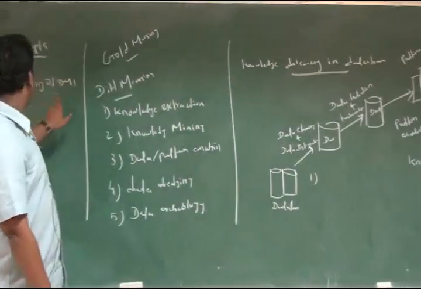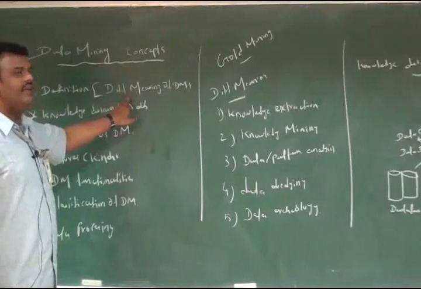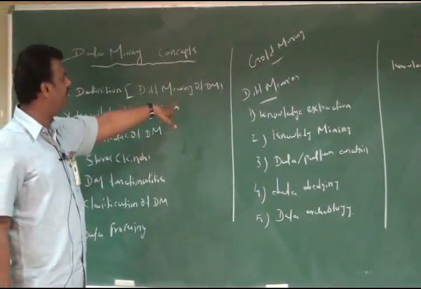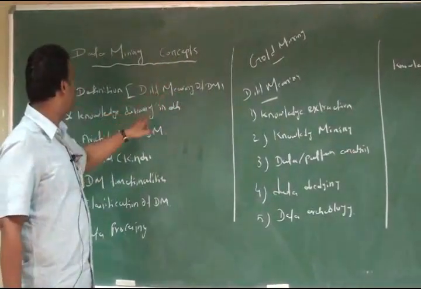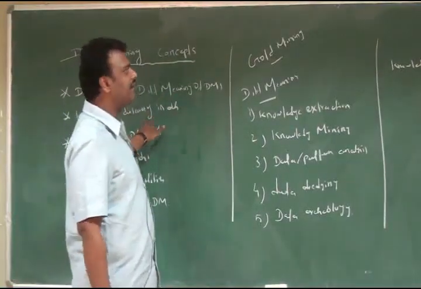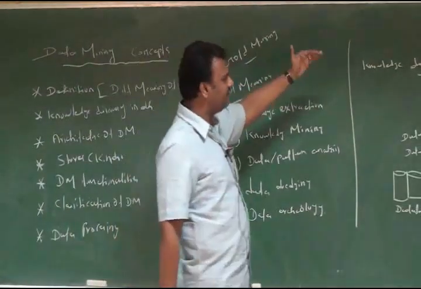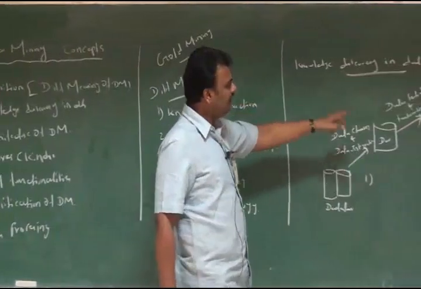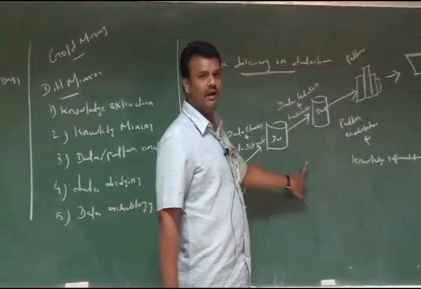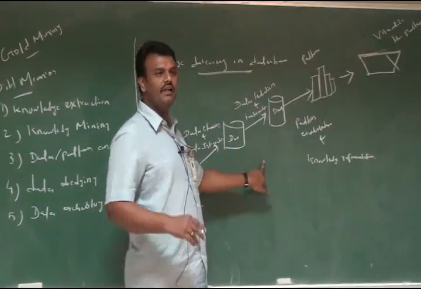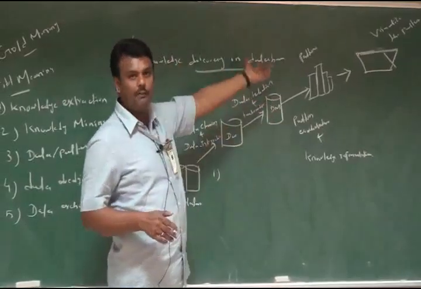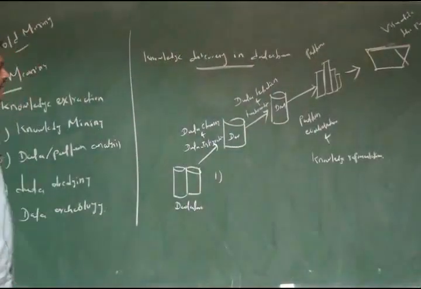So we already completed the data mining. Then what is the example for the data mining? What are the different meanings of data mining? Then knowledge discovery in databases. In the knowledge discovery in databases, the data mining is one of the steps. The term data mining is becoming more popular than knowledge discovery in databases.